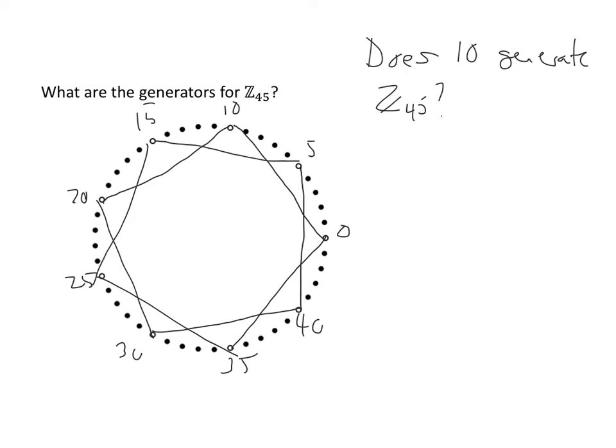Now the question is, does 10 generate it? And the answer is no. The reason it doesn't generate it is because we never obtained any number other than a multiple of 5.